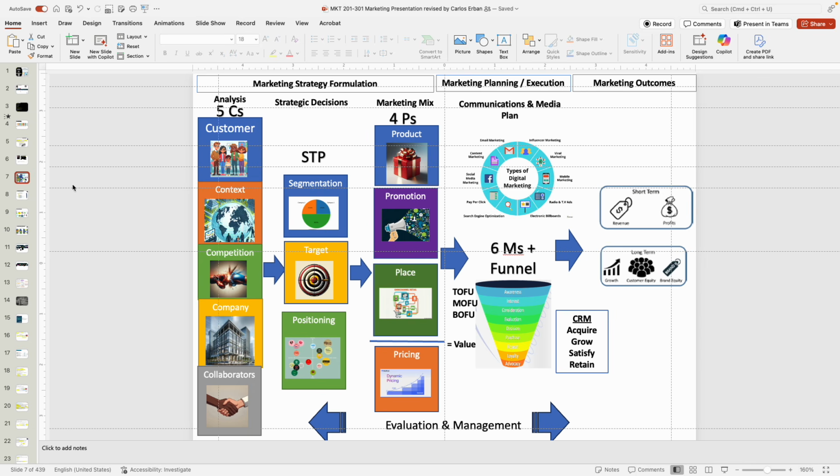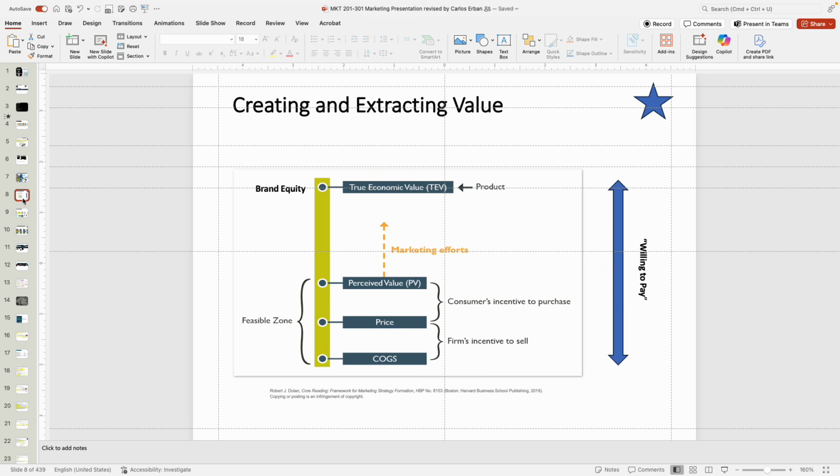Okay, so basically the 5 C's and STP is what we've been focusing on this class. Now, when we think of customer value, remember, the way this value equation works is you have a product. So let's say you come up with some product.